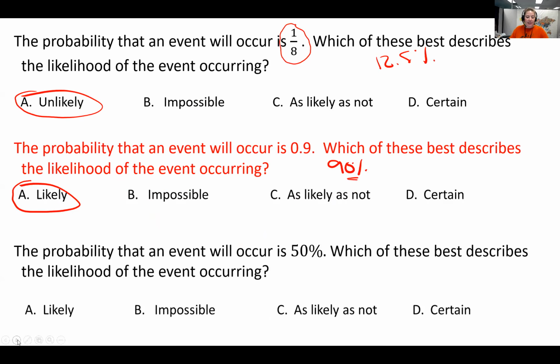The next one, the probability that an event will occur is 50%. Which of these best describes the likelihood of an event occurring? Well, 50% is always going to be as likely as not. 50% chance.